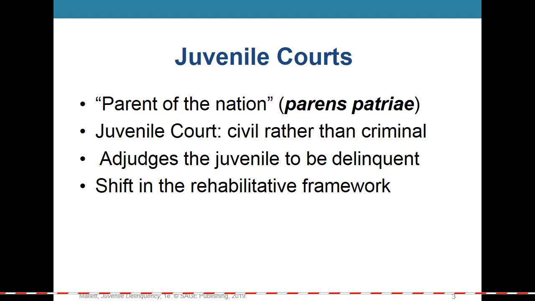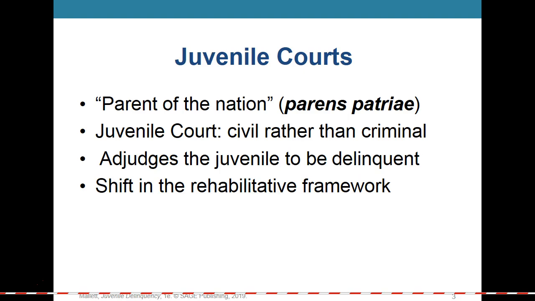The rehabilitative framework in juvenile justice has shifted a number of times over the past few generations. A rehabilitative philosophy today no longer extends to all matters related to delinquency, and many states have increasingly passed more punitive laws that focus on punishing juvenile offenders rather than rehabilitating them.